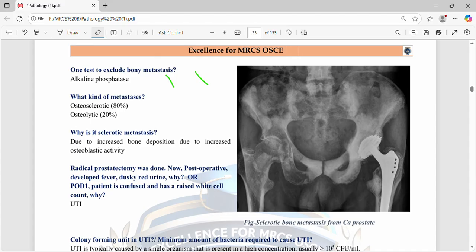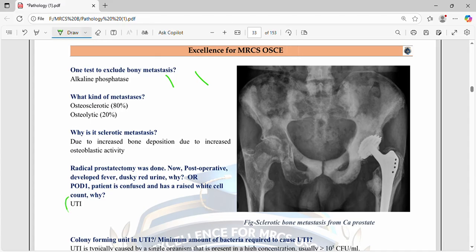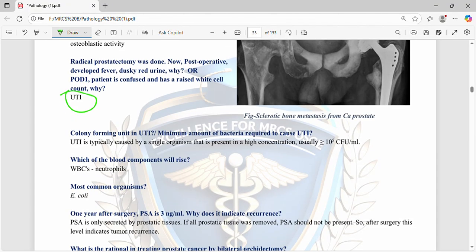Radical prostatectomy was done. Now postoperatively the patient developed fever and dusky red urine. Why? Or postoperative day 1, the patient is confused and has a raised white cell count. Why? This is because of UTI. What is the colony forming unit in UTI, the minimum amount of bacteria required to cause UTI? UTI is typically caused by a single organism present in high concentration, usually greater than or equal to 10 to the power 5 colony forming units per ml. Which of the blood components will rise? WBC, neutrophils. Most common organism, E. coli.